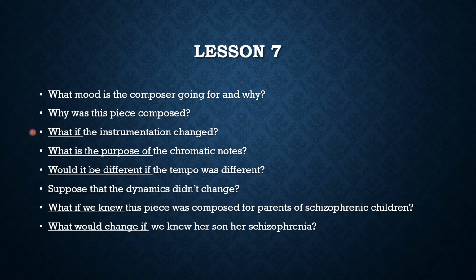We've done this throughout. What would be different if the instrumentation changed? We've heard a few different versions. What would be different if it was for a saxophone or a clarinet quartet? There's lots of variations for this piece. What is the purpose of those chromatic notes in the piece when we hear them? Why are they there? What emotional impact do they have?